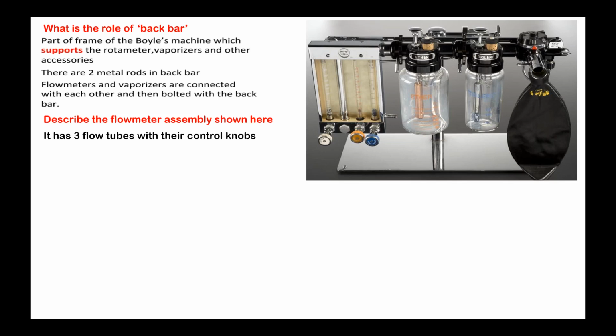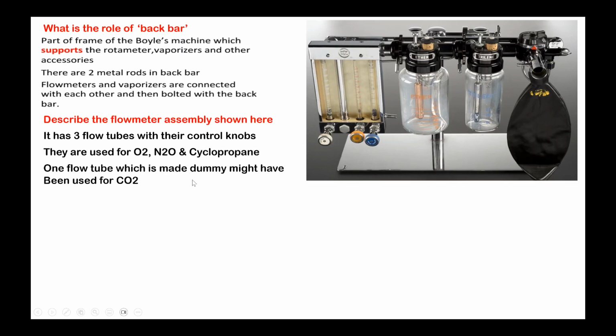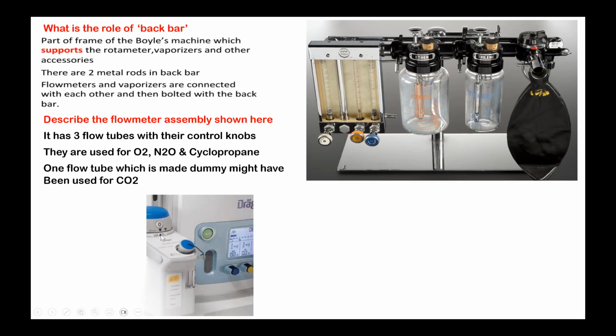It stimulates the respiratory center, increases the tidal volume and ventilation, and washes out the anesthetic gases. That was the idea. But later they found that carbon dioxide itself can accumulate in the body and produce carbon dioxide narcosis. So they removed it and dummied this. That is a small historical story behind that. So they are used for oxygen, nitrous oxide, and this orange color is cyclopropane. One flow meter which is made dummy was used for CO2, which is not there.